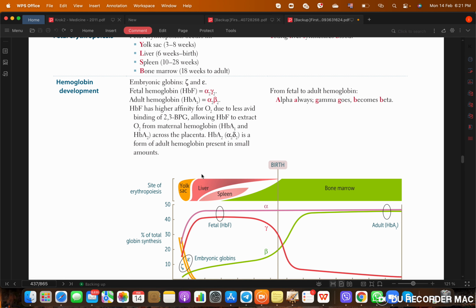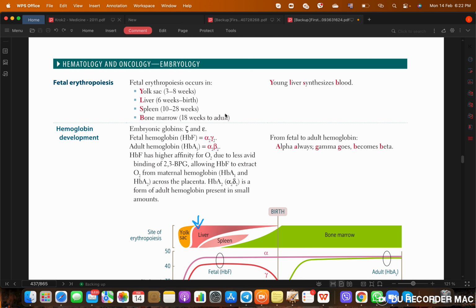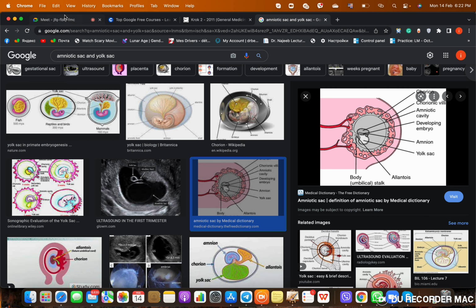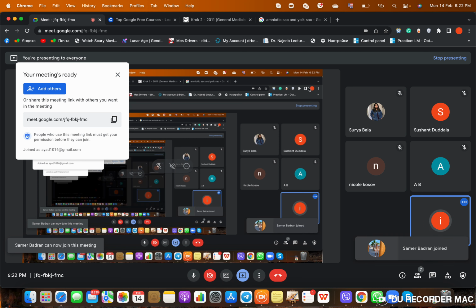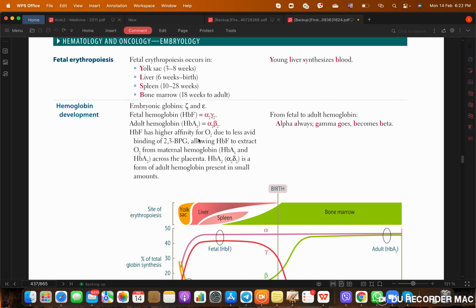Then the liver starts kicking in. As you can see, the liver is before the spleen, so the liver starts producing from the 6th week until birth. And here I just want to make sure that you remember that it's true that the spleen starts after it, at 10 weeks until 28 weeks, but it also stops much before the birth. So the spleen stops the process of production much before the birth occurs.